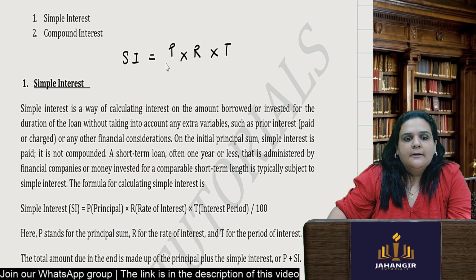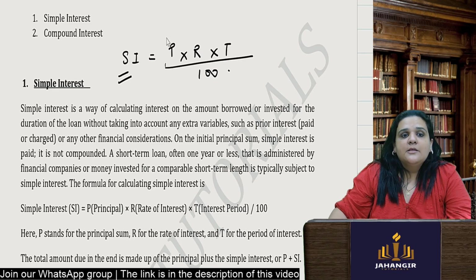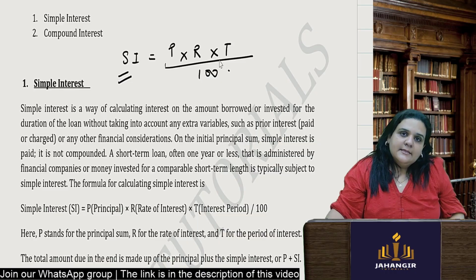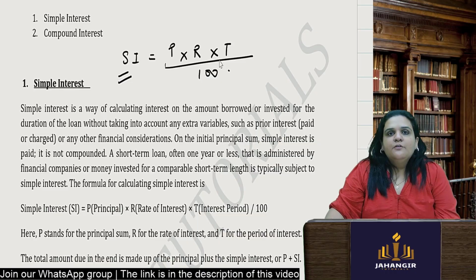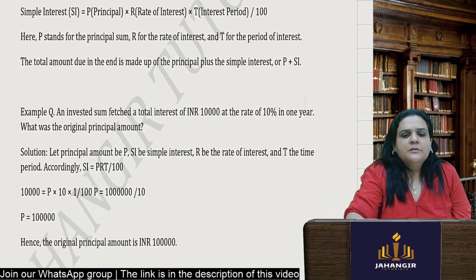Divide that by 100. It can happen that they have given you the simple interest and are asking you to find the principal or rate of interest or time. This also can be a possibility. One of the variables will not be given to you. So now let's see.